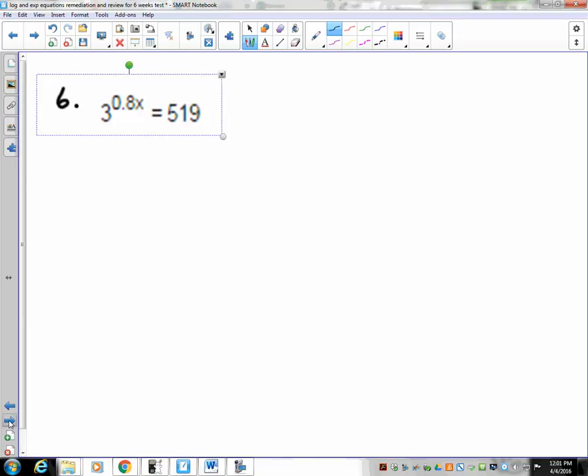Now, number 6. Notice the differences. We went from a base of e, now we're back to a base of 3, like number 2. So we don't use that Ricky Bobby property. Now, is our base isolated there? Yeah. So I don't have to do any isolation. Now you do natural log of both sides. Y'all do it. You try.